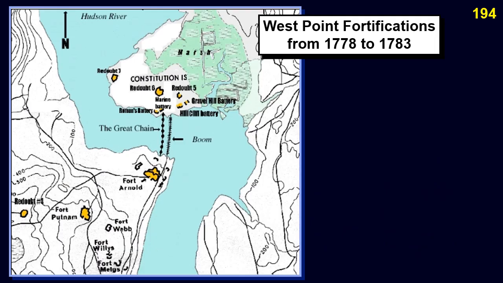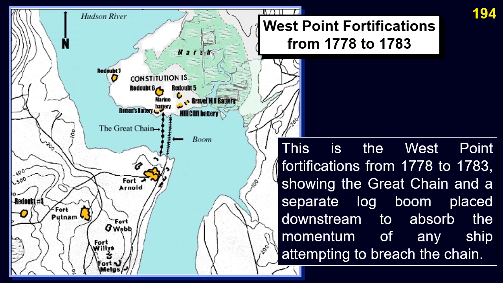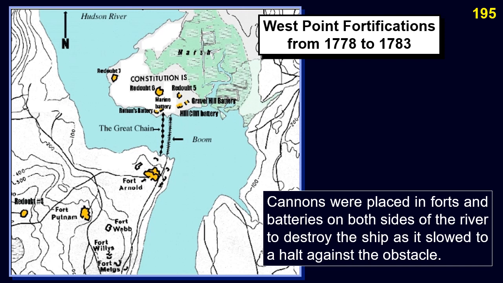This is the West Point fortifications from 1778 to 1783, showing the Great Chain and a separate log boom placed downstream to absorb the momentum of any ship attempting to breach the chain. Cannons were placed in forts and batteries on both sides of the river to destroy the ship as it slowed to a halt against the obstacle.